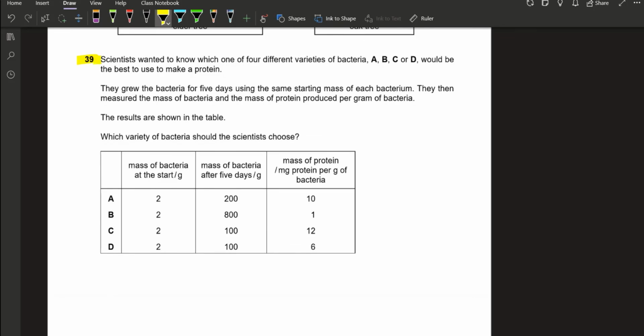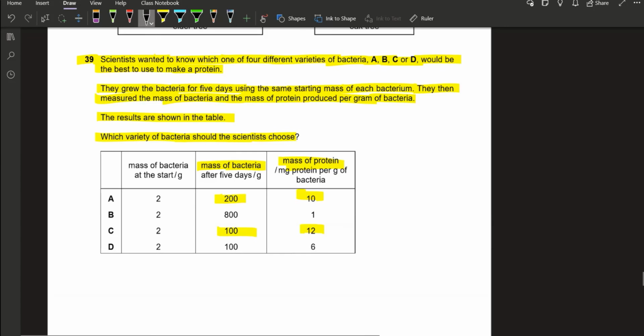Question number 39. Scientists wanted to know which one of four different varieties of bacteria A, B, C or D would be the best to use to make a protein. They grew the bacteria for 5 days using the same starting mass of each bacterium. They then measured the mass of bacteria and the mass of protein produced per gram of bacteria. The results are shown in the table. Which variety of bacteria should the scientists choose? So the mass should be high and the protein should also be high. The options could be A and C, but the mass of bacteria in C is very low, actually half that in A, so the correct option would be option A.